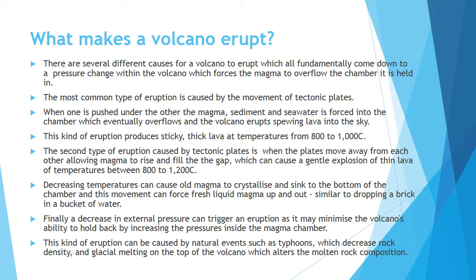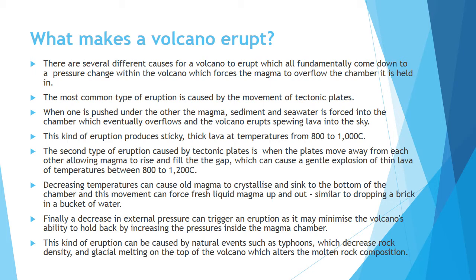The second type of eruption is caused by tectonic plates in which the plates move away from each other, allowing magma to rise and fill the gap, which causes a gentle explosion of thin lava of temperature between 800 to 1200 degrees Celsius. So this is the second case, when the tectonic plates move away from each other. From down below the magma comes up to fill the gap between them. So because of this also the eruption occurs, and this eruption has a temperature from 800 degrees Celsius to 1200 degrees Celsius.